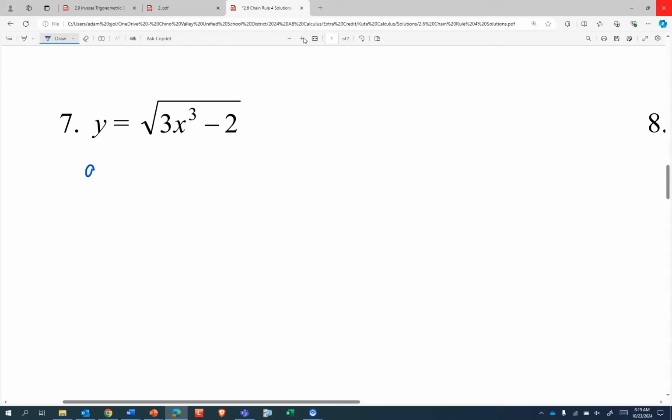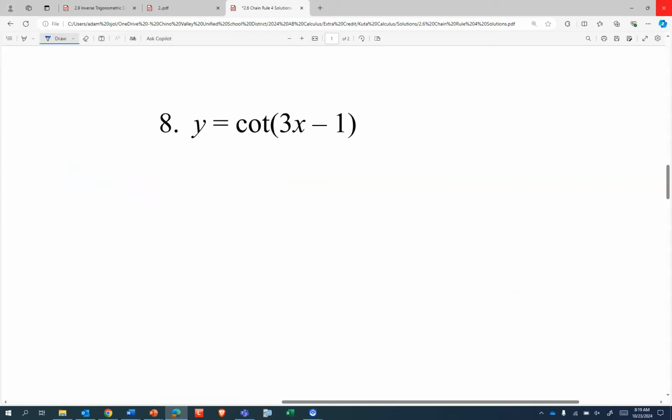Square root again. The derivative of a square root is 1 over 2 times the square root. But again here I know I'm going to have a chain rule, so I'll leave that numerator blank. And that something is 3x cubed minus 2, which has a rate of change of 9x squared. No simplification. Getting quicker.